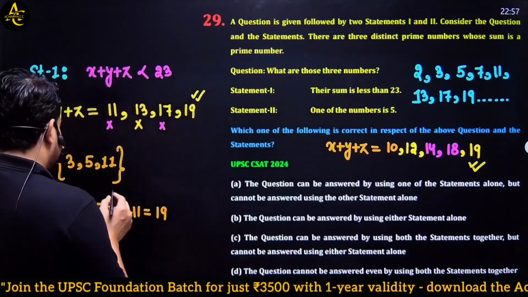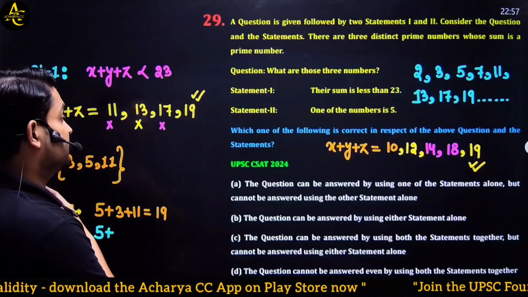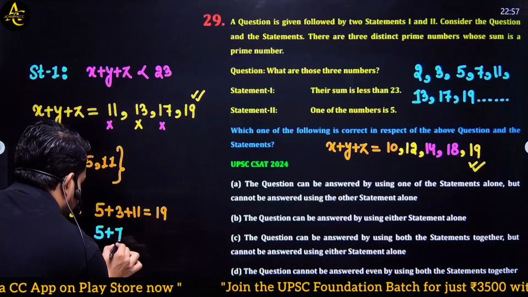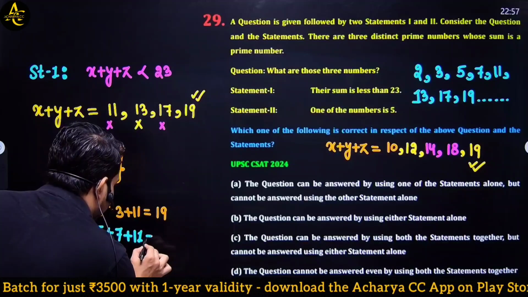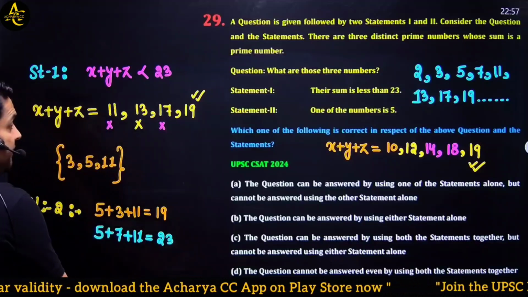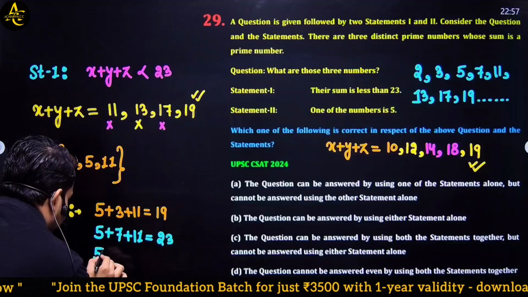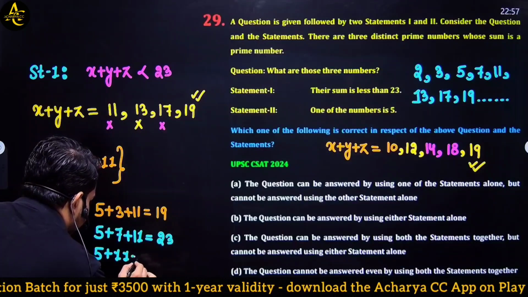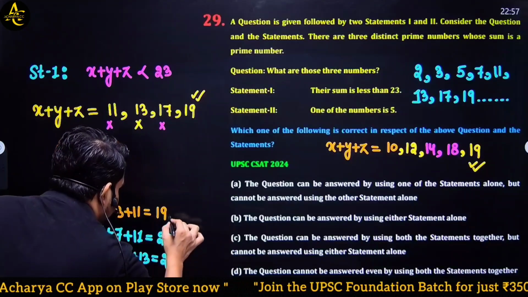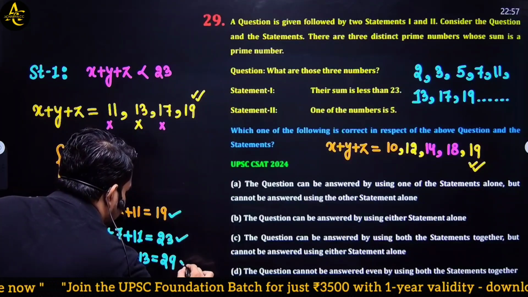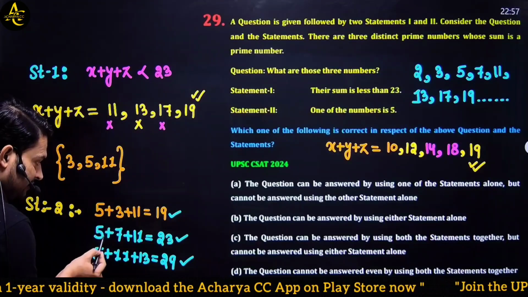How? If I take 5 plus, can I make 23? Yes, I can make 23. 5 plus 7 plus 11 is equal to 23. So I have another set. Can I make 29? 5 plus 11 plus 13. Yeah, 5 plus 11 plus 13 is equal to 29. So this one is also a prime number. I have taken 5 in all these three cases, but the scenario changes.